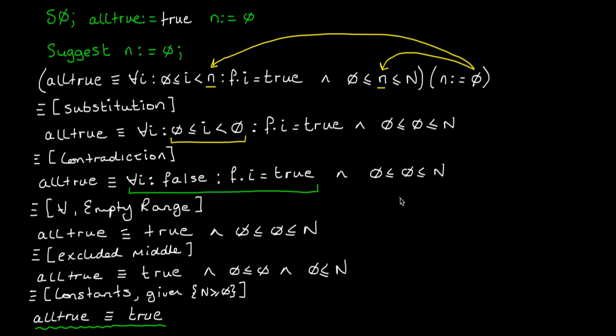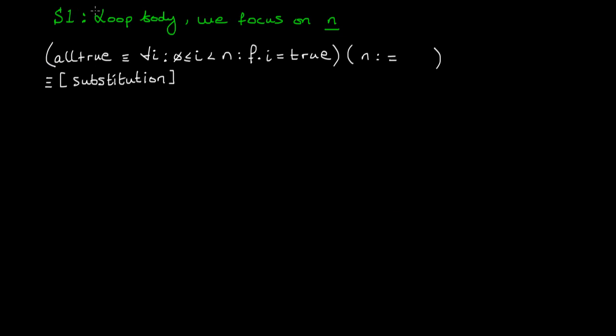So then really in summary, for S0, n will become equal to 0 at the start of the program, and all true will become equal to true. And that's how we'll initialize our variables. The next step is to derive the loop body. So we move on to deriving S1, the loop body.